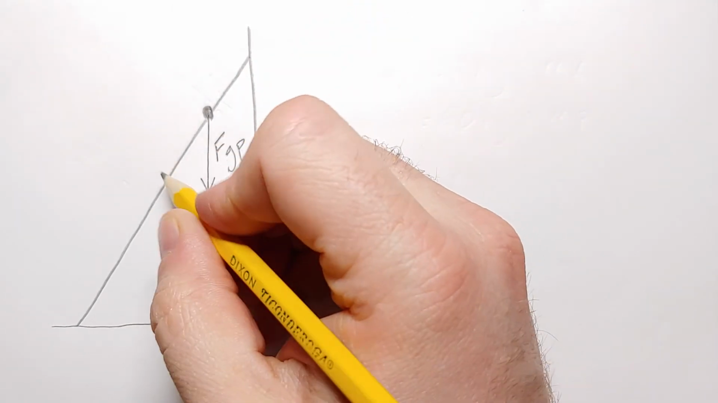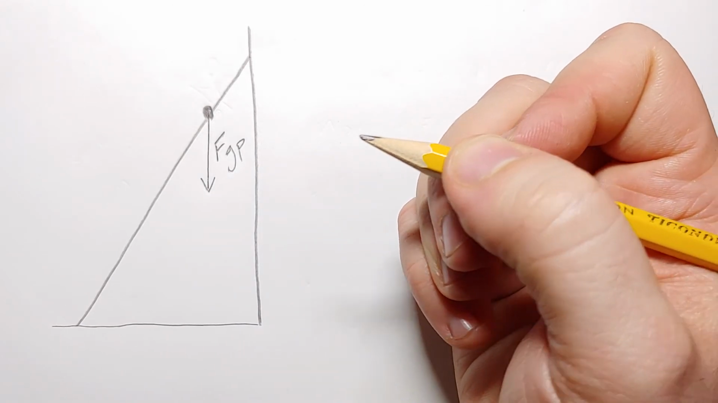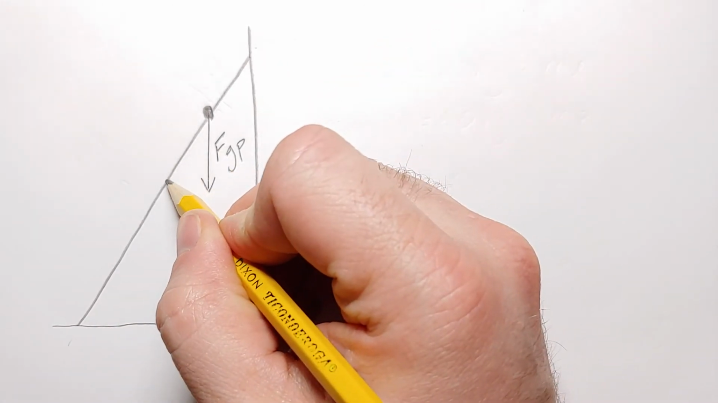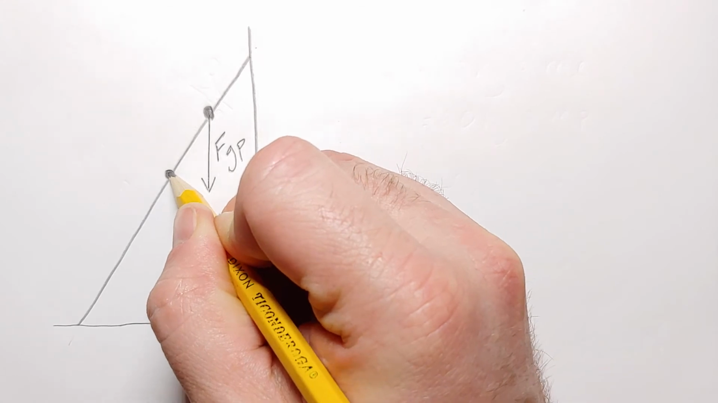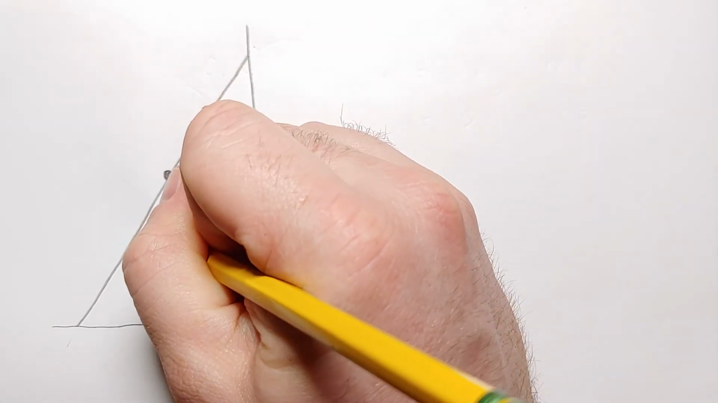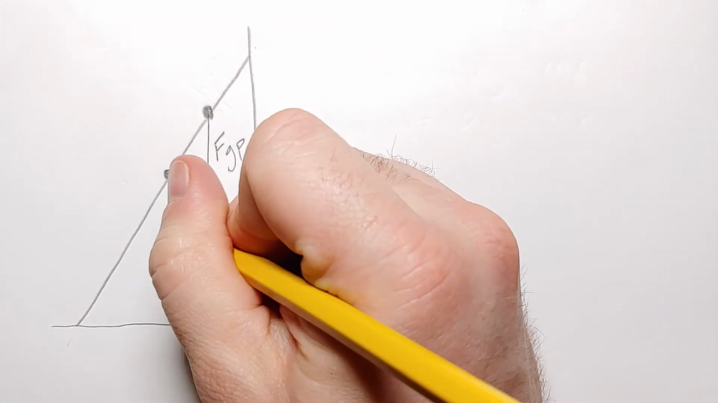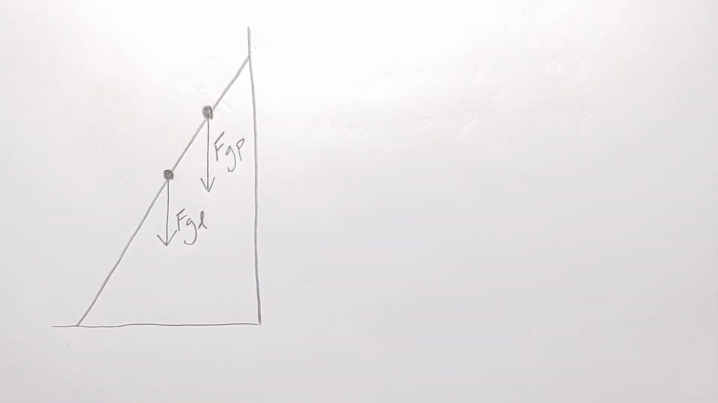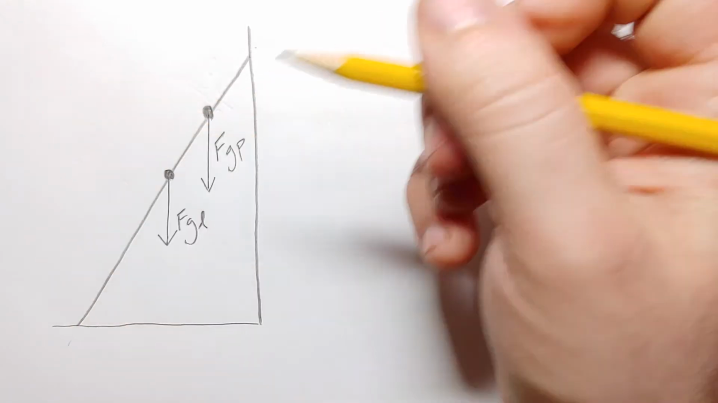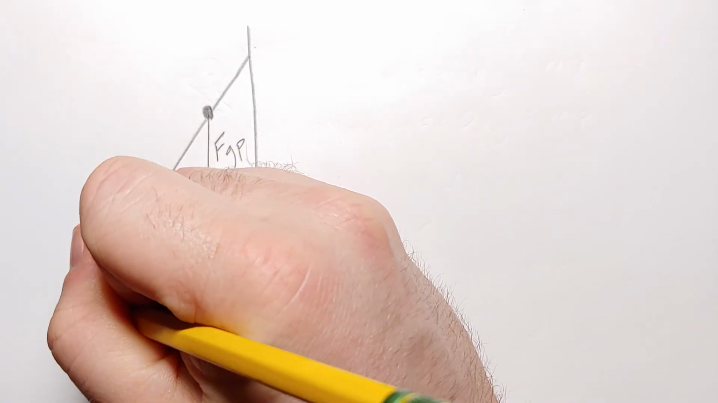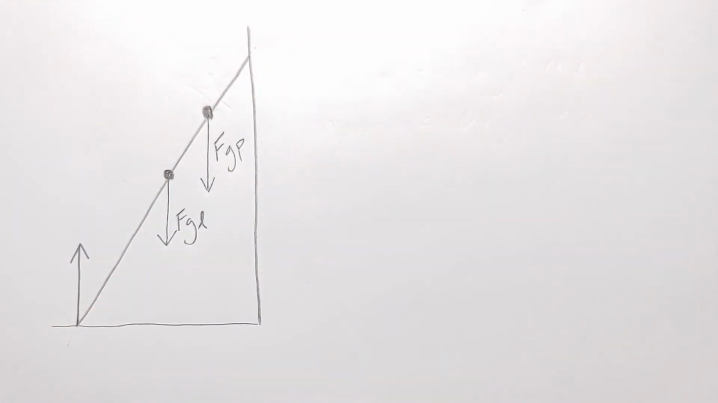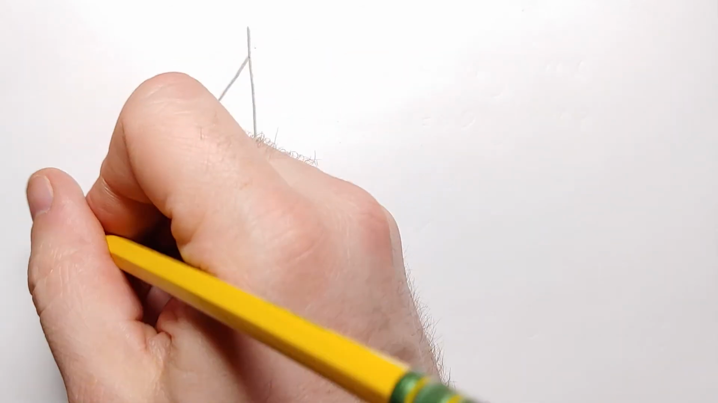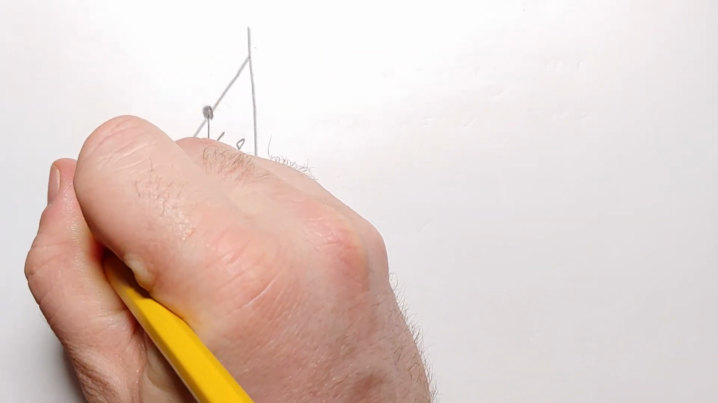There's also going to be a force of gravity pulling down on the ladder itself, and that's going to act on the center of mass of the ladder, which is right in the center of the ladder. The ground here is going to be pushing up. Certainly there's going to be a normal force from the ground pushing up. So we'll call that the normal force with the ground.